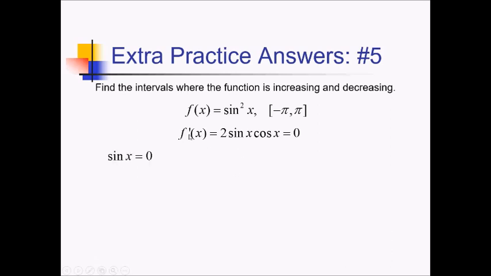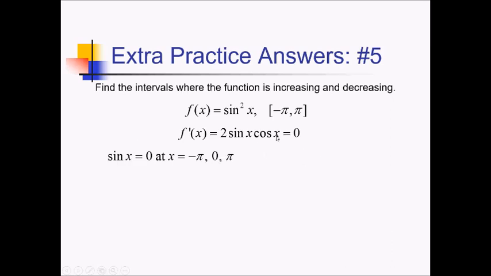So we can say sine of x equals 0, and we're just looking between -pi and pi. Sine of x is going to be 0. The y value on the unit circle is 0 at -pi, at 0, and back at +pi. So anywhere where you're on the x-axis.